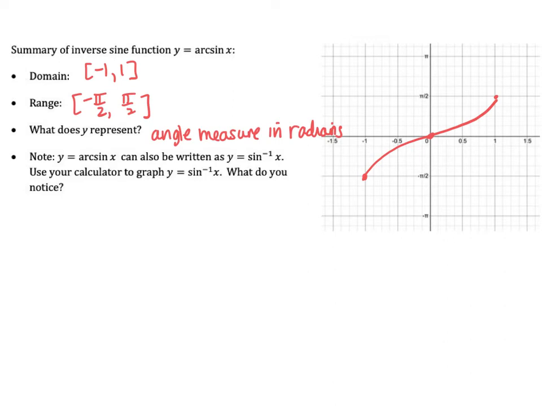Okay, so do you have the graph again? This is what your graph should look like here on the right-hand side. And then what is our domain? Well, you can see our domain goes from -1 to 1, both inclusive, so I have my square brackets there. And then the range goes from -pi over 2 to pi over 2, again inclusive of those because we do have points here and here. And what does y represent in this case? It's representing the angle measure in radians.